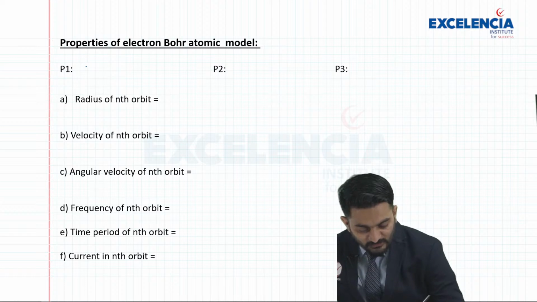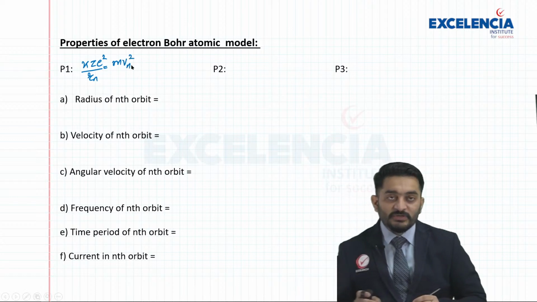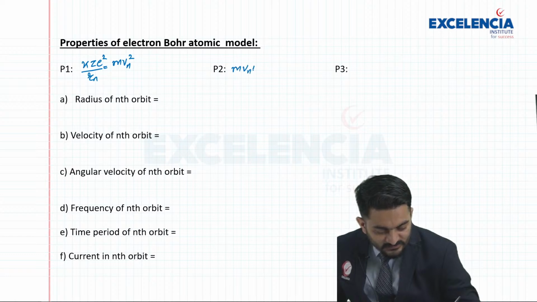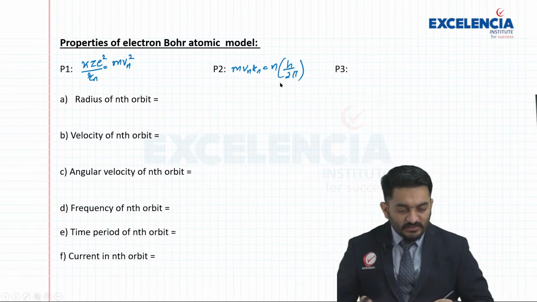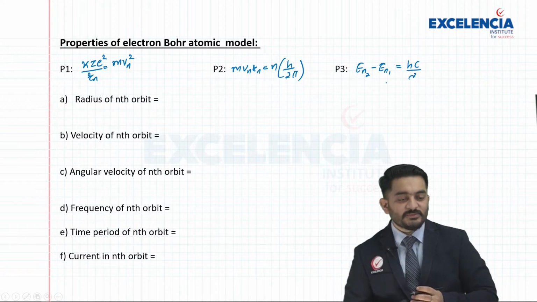So for your information, if we talk about postulate 1, we have written it as kZe square over Rn, and it is equated to mvn squared over Rn. This is our first postulate property which tells us. Then we talk about the second postulate, which is Vn Rn, and this is an integral multiple of h over 2 pi, and the third is your energy transition. So I will also write this here for your reference, that this is how the postulates have been given.